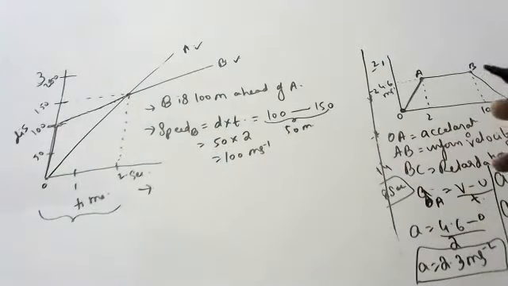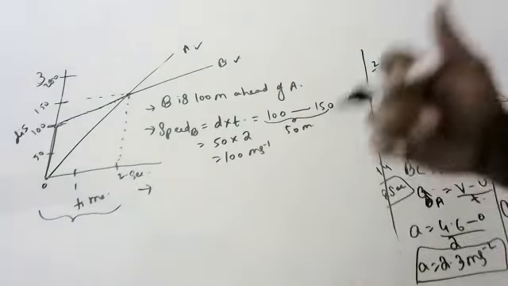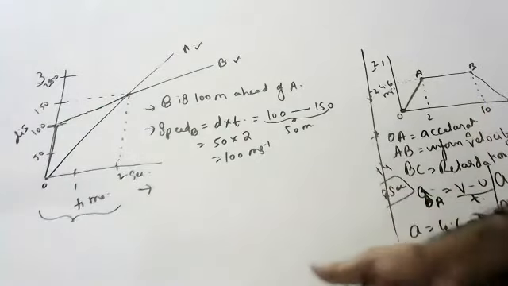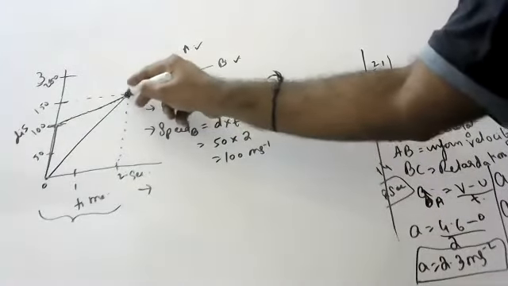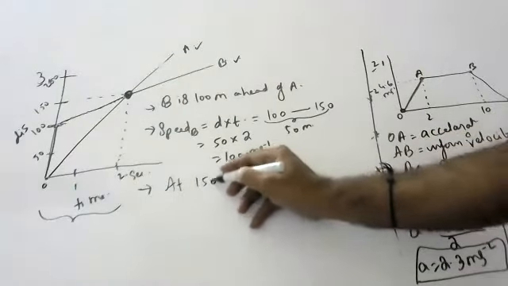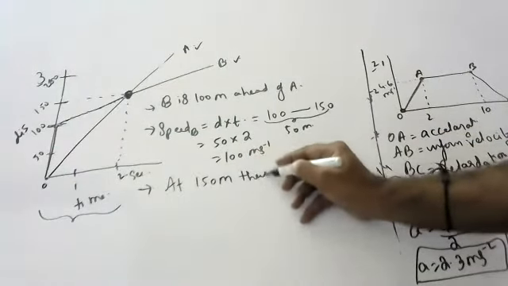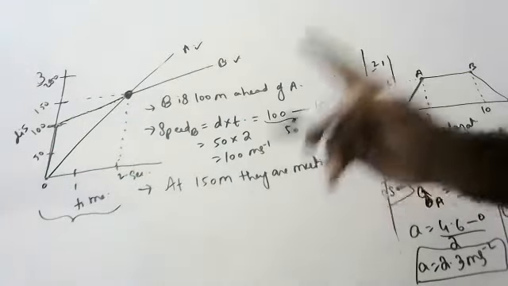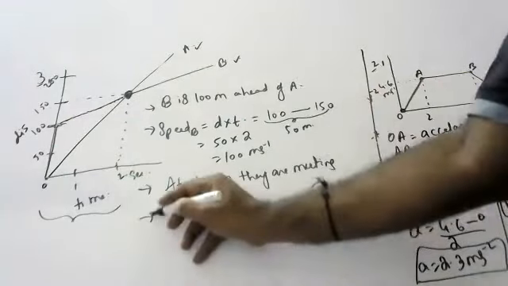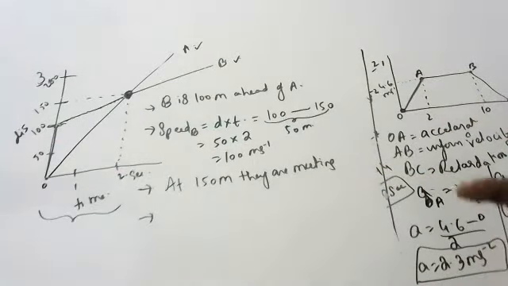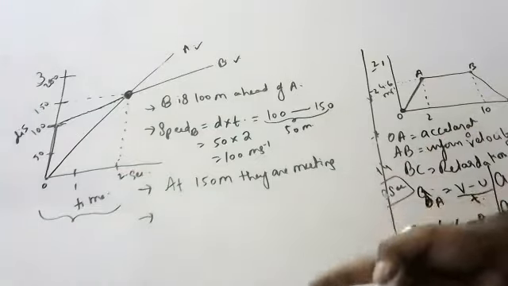When and where will A catch B? When and where does A catch B? At what distance are they both? 150 meters and 2 seconds. At 150 meters they are meeting, which means A is very fast. So the question is, what is the difference between the speeds of A and B?